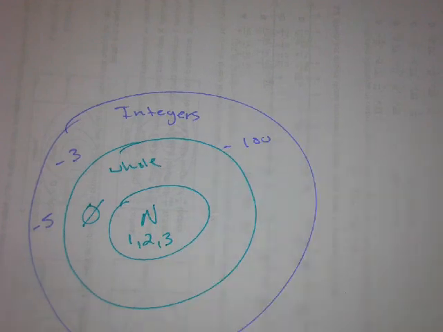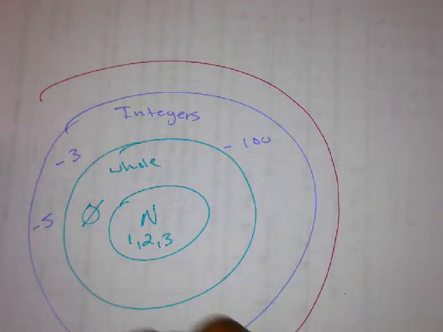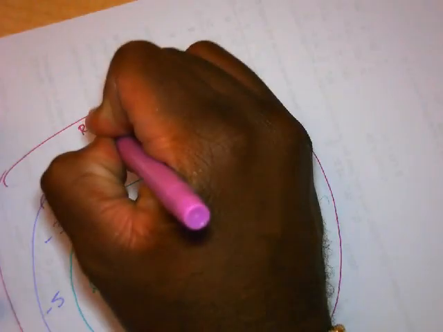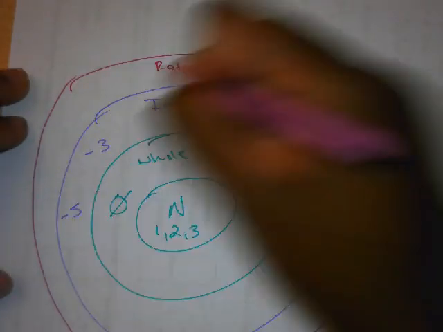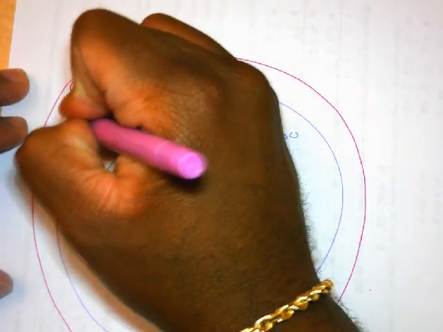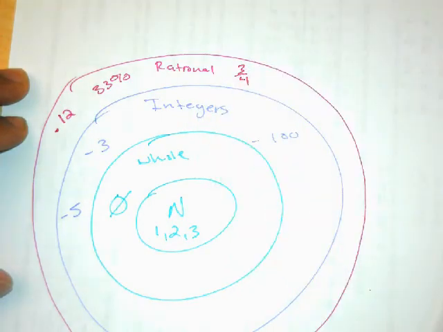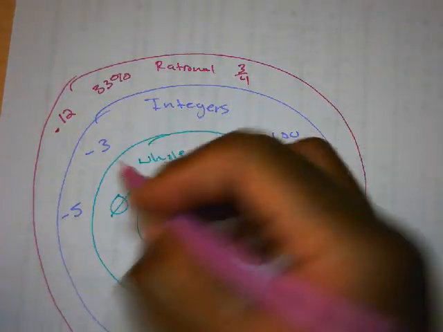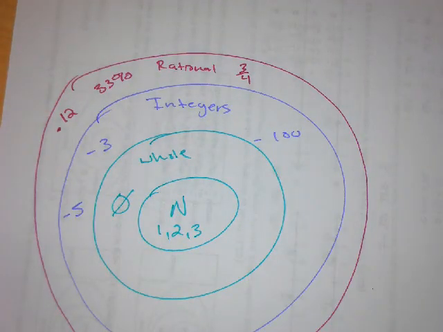And then last but not least, we have the rational number subset, right? So this is rational. All these numbers, integers, whole, and natural, are rational numbers. Those are subsets of the rational number system. So rational numbers include integers, whole, and natural numbers, as well as percents, decimals, and fractions, right?